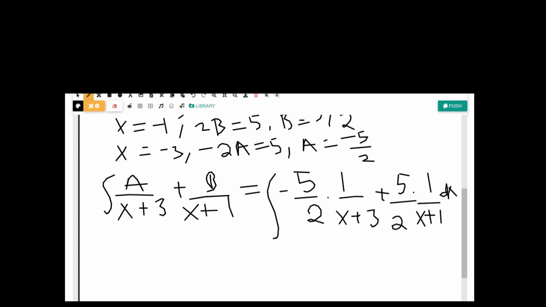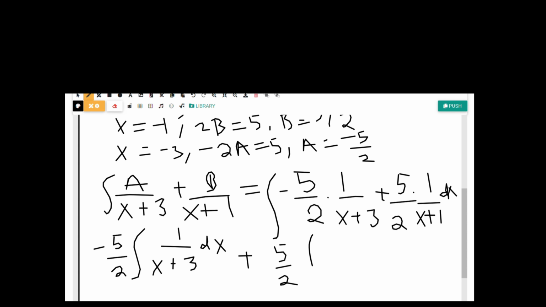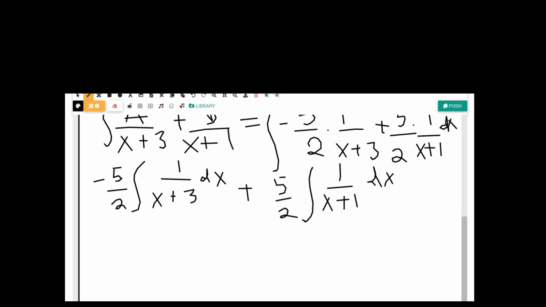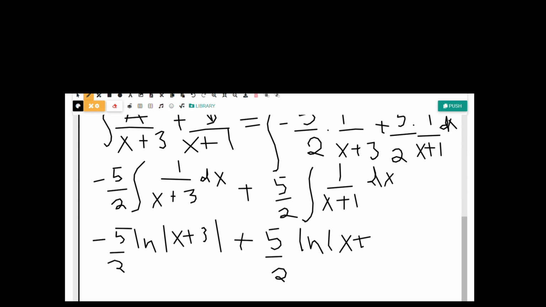Now we're just gonna do the same thing again. The antiderivative of the first power of x when it's in the denominator is just natural logarithm. So we're gonna remove the coefficients, and then we're gonna have plus 5 over 2 times the integral of 1 over x plus 1 dx, which will just be negative 5 over 2 times the natural logarithm of the absolute value of x plus 3, plus 5 over 2 natural logarithm of the absolute value of x plus 1, plus c. So that is our answer.